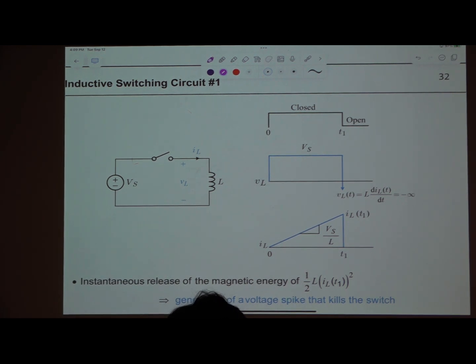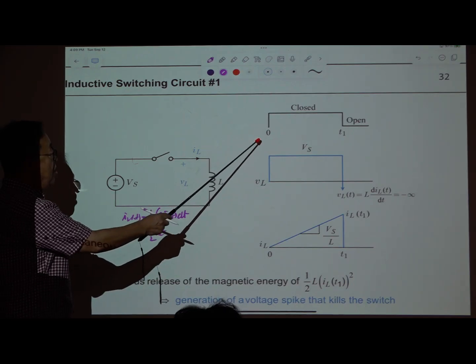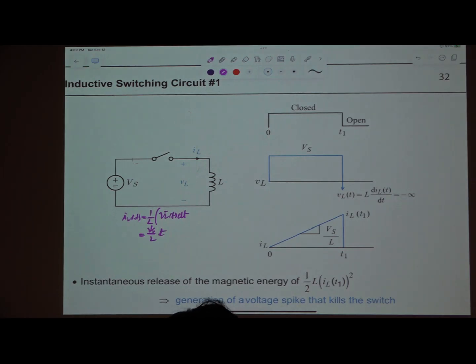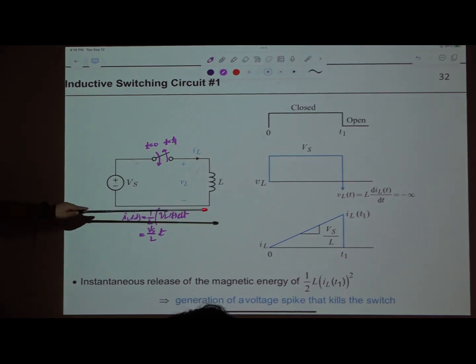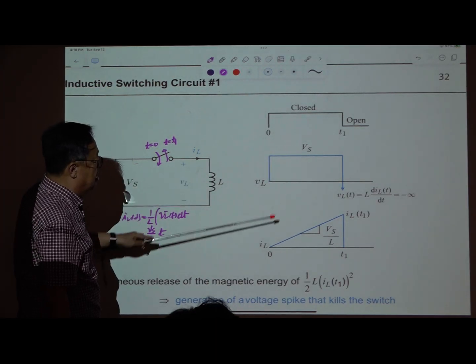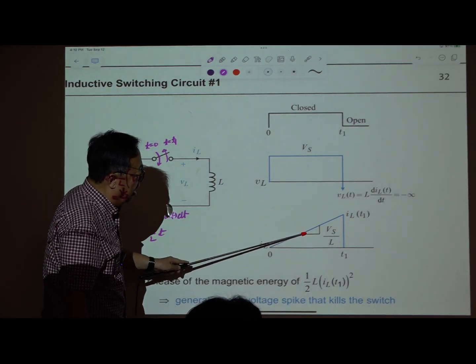Then iL(t) will be... vL(t) is Vs(t). Okay? So it's constant, so it increases like this. It's shown here. At the time of 0, the switch is closed, and then opened. So at t equals 0 the switch is closed, then vL becomes Vs, so the current is increasing linearly.